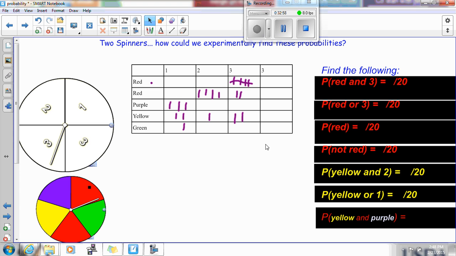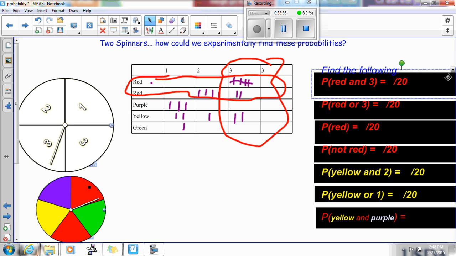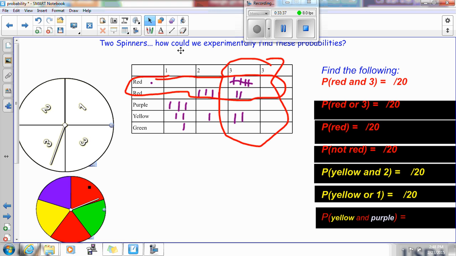Okay, I did the right amount. Good. Okay, so the probability of red and 3, so it has to be red and 3. Here's the 3s. These two columns are 3s, and these two columns are reds. So remember, and is where it's both. So it would be 5, 6, 7. 7 out of the 20 times we did it. So that would be 7 out of 20.